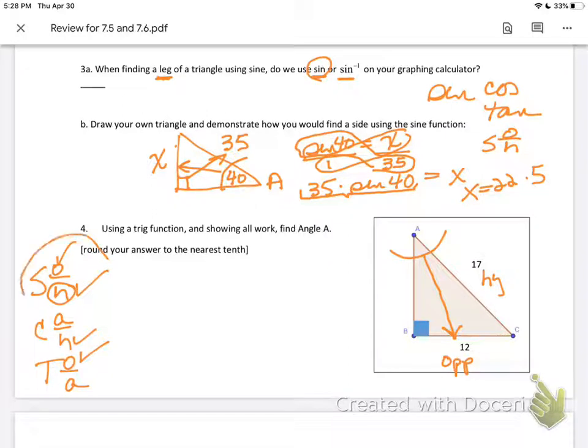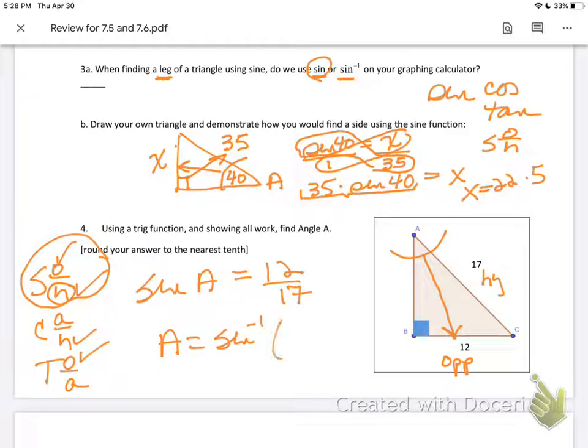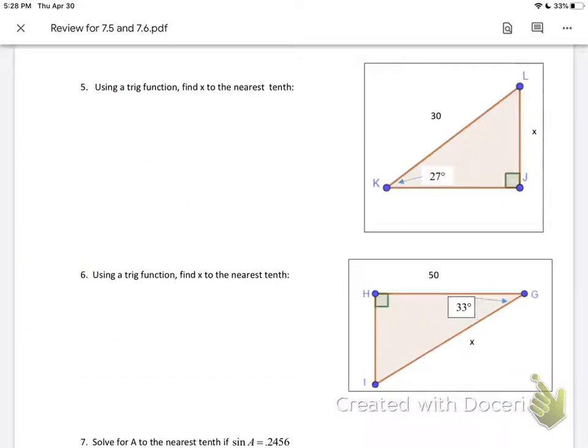This is the only one that gets 2 check marks. I must be using sine. So sine of this mystery angle A equals opposite 12 over hypotenuse 17. I always use inverse trig to get an angle back, and plugging that in my calculator and rounding to the nearest tenth, I am getting 44.9 degrees. Okay, let's go on to the next problem.